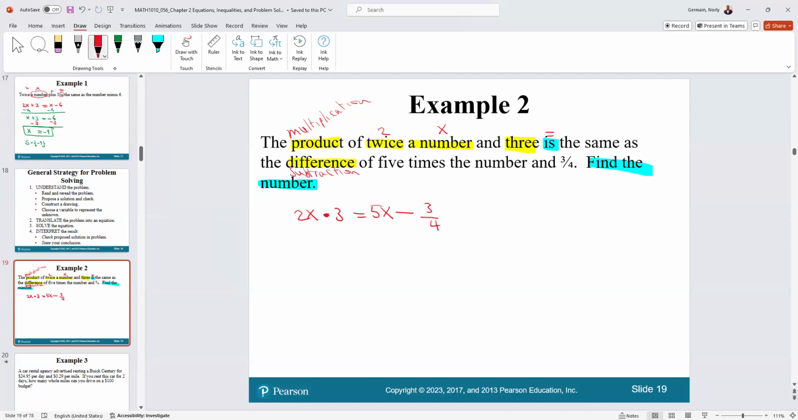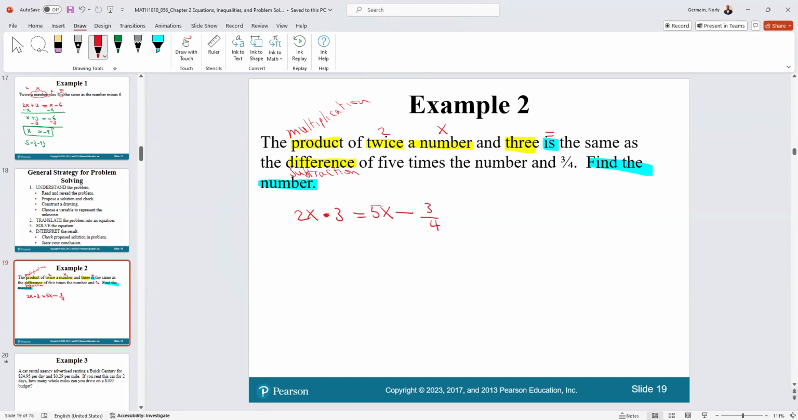So what we see here, the first thing we try to do, we read the problem. And we let x be the number we don't know. And twice that number is translated into 2x. The product of twice a number and 3 we translate into 2x times 3. Is means equal. 5 times the number we translate that into 5 times x.